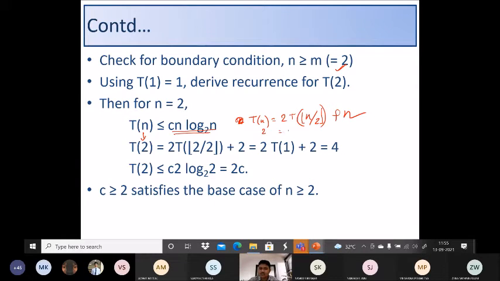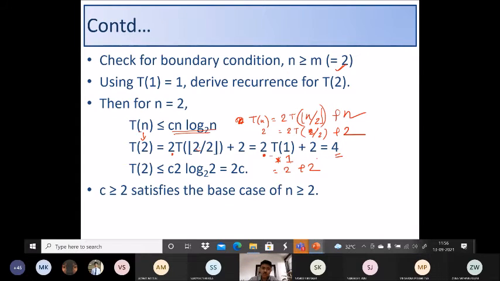So T(2) = 2T(2/2) + 2. Here 2 by 2 means 1. So it is 2, then T(1) + 2. What is the value of T(1)? 1, we know. So 2 times 1, plus 2. So it's 2 plus 2. What is the value? 4.